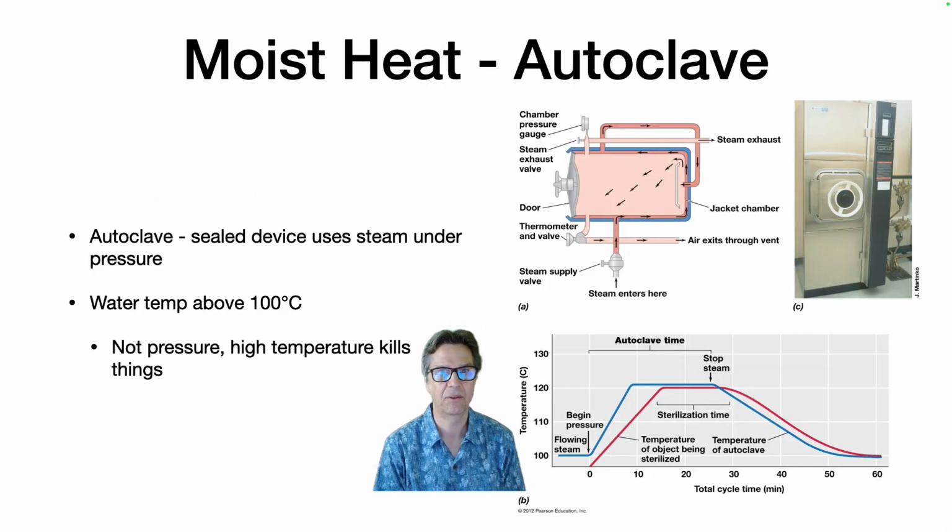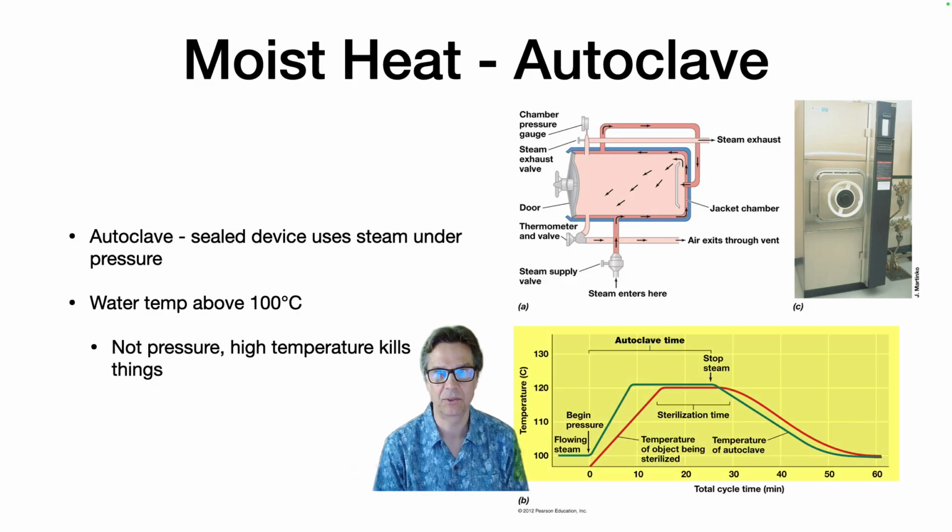A common method of sterilization in laboratories is the autoclave. Autoclaves are sealed devices that use steam under pressure. They are big, carefully controlled pressure cookers. The high pressure allows water to stay liquid above 100 degrees Celsius, and it's really the temperature that kills, not the pressure. A temperature of 121 degrees Celsius for more than 15 minutes will kill almost all life forms.